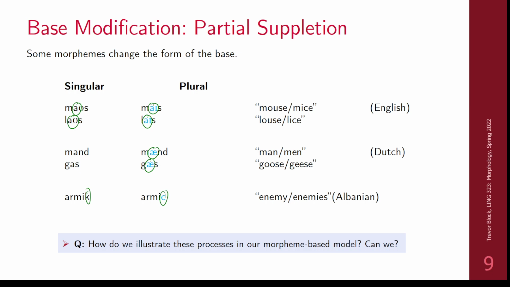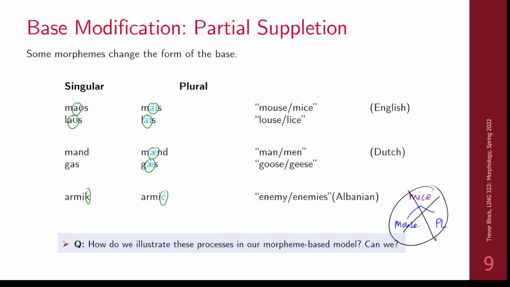Well, if we have mouse and we add a plural to it, normally what happens in a tree structure is you get affixation. You get mouse-s. But here we have mice. And this isn't really great because tree structures are about hierarchy. It's about constituency. So we don't really have any plural constituency at the end.